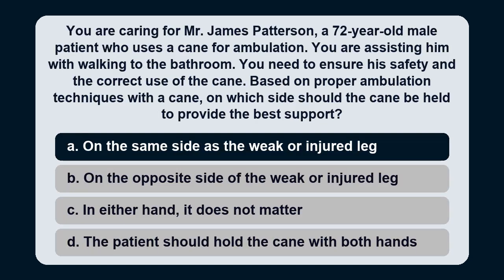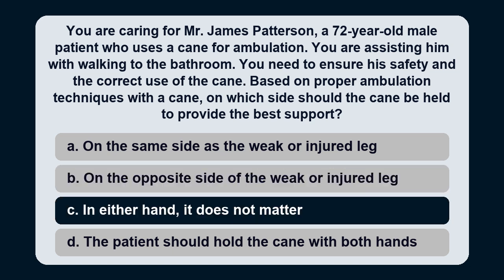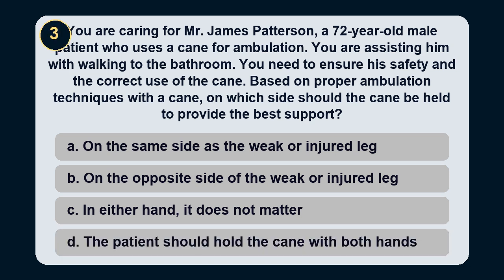Option A, on the same side as the weak or injured leg. Option B, on the opposite side of the weak or injured leg. Option C, in either hand, it does not matter. Option D, the patient should hold the cane with both hands.